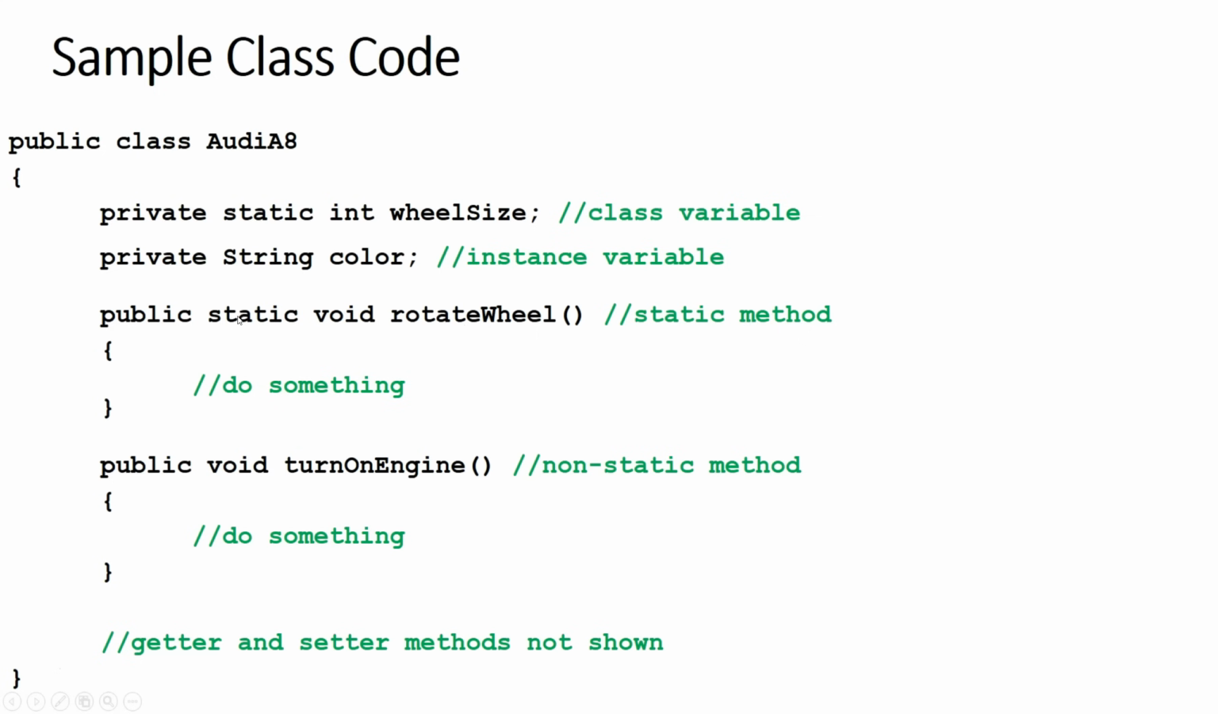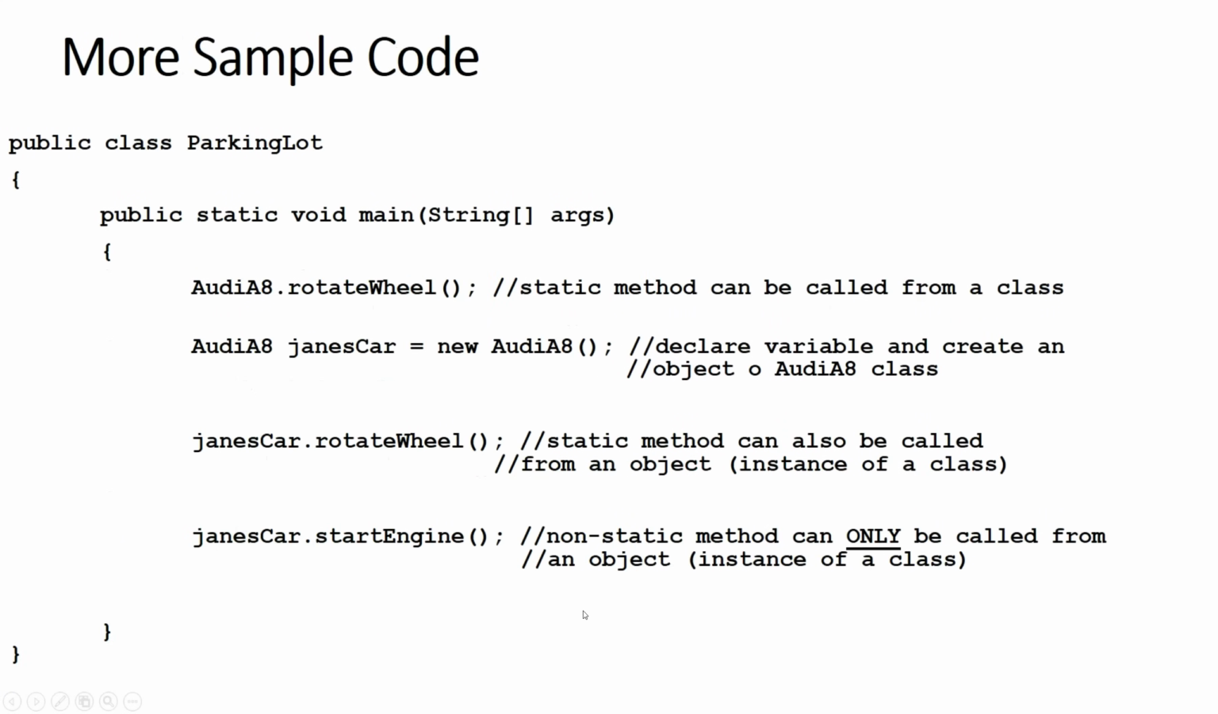This is a static method, so we don't have to create an instance to use this. We've got public void turn on engine. This is a non-static method. We can only call this from an instance. And then there's going to be some getter and setter methods that are not shown.